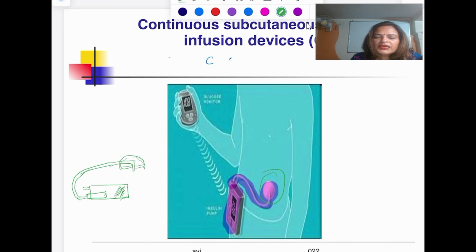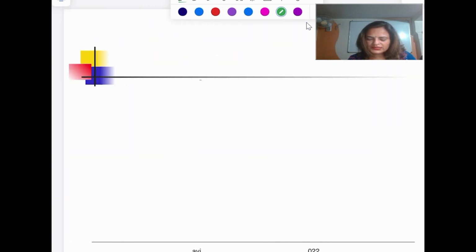Here the main disadvantage is the cost. You have to adhere to the diet. There should not be a mismatch, like if you have missed the meal and you have preset it. Then infection at the site. And another thing is you have to change it also. You have to change all that. So these are the new insulin delivery devices.